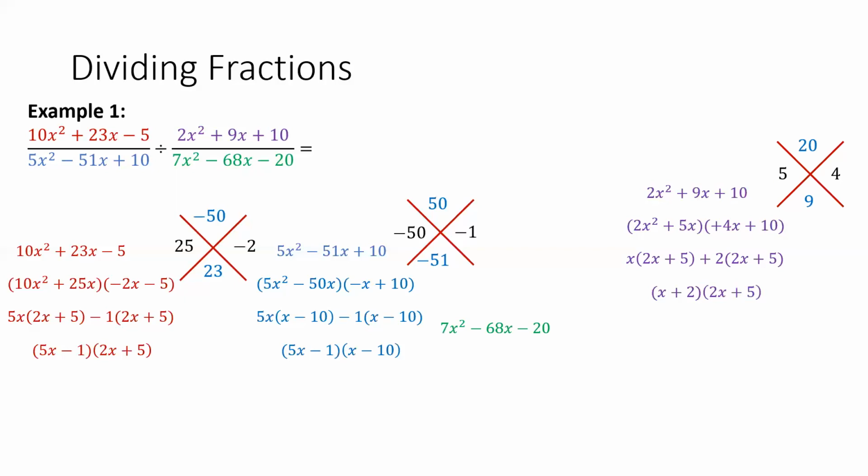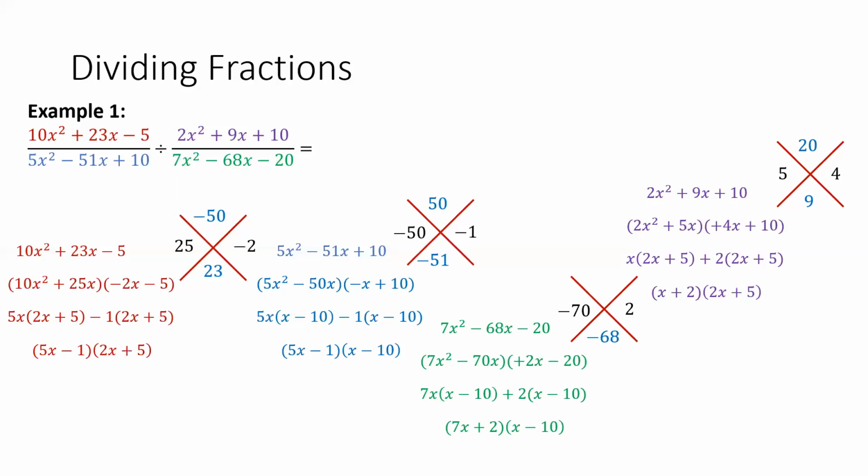I'm factoring the bottom right, 7x squared minus 68x minus 20. I'm going to do factor by grouping. 7 times -20 gets me -140. My coefficient of x is -68. I want two things that multiply to get me -140 and add to get me -68. Those two things are -70 and 2. I break things up. I get 7x squared minus 70x plus 2x minus 20.